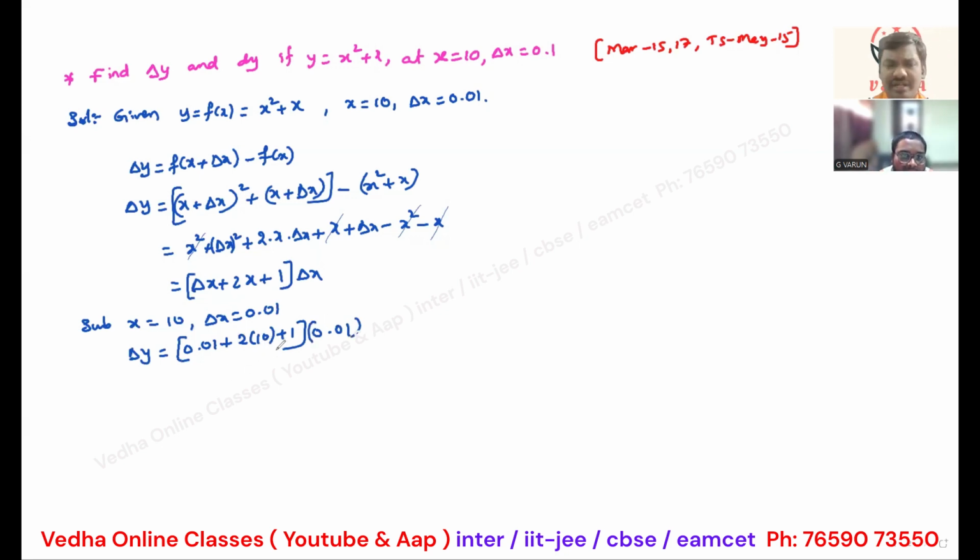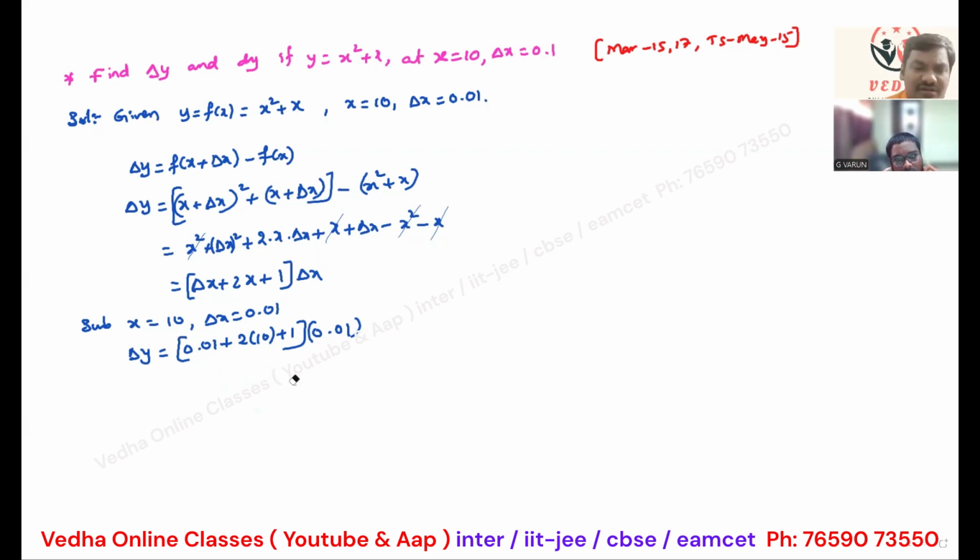2 into 10 is 20. So 20 plus 1, 21. 21 into 0.01, that is 21. 21 ones are 21. And after two numbers, take decimal place. Okay, 0.21. And outside we have 0.01. Okay, one more 21 times 1 is 21. And after four numbers, we have to take the decimal place. Okay, take the decimal place after four numbers.